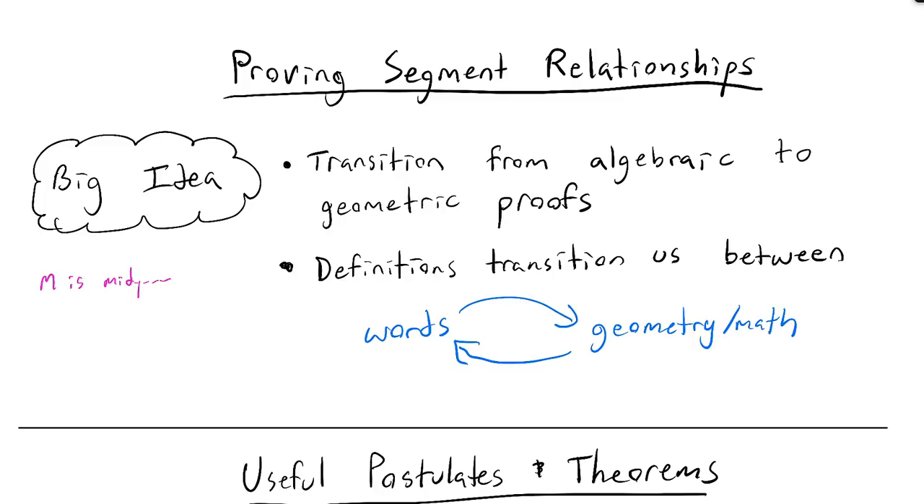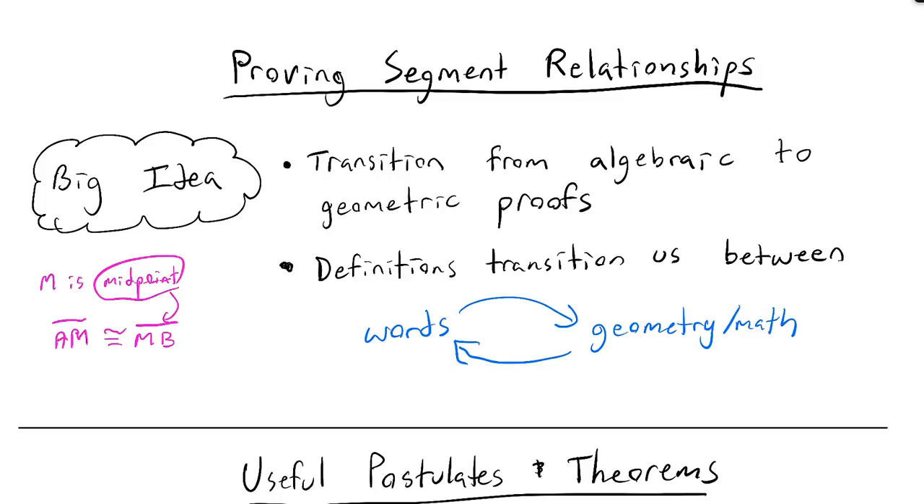The only way you get from the word midpoint to anything afterwards, like for example AM is equal to MB, would be the definition of the midpoint. Or that the line segment is congruent to the line segment. In this book, that's a theorem, but I'd be okay with you just calling that the definition of a midpoint and it having two different definitions that are equivalent.